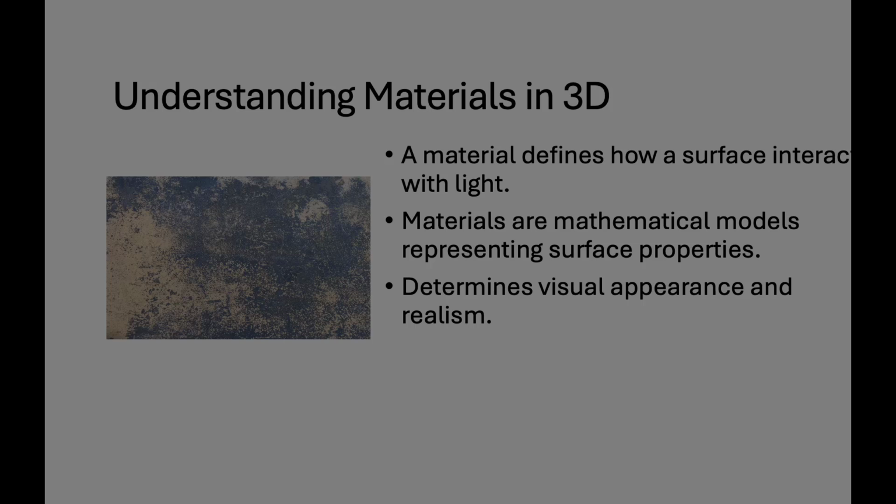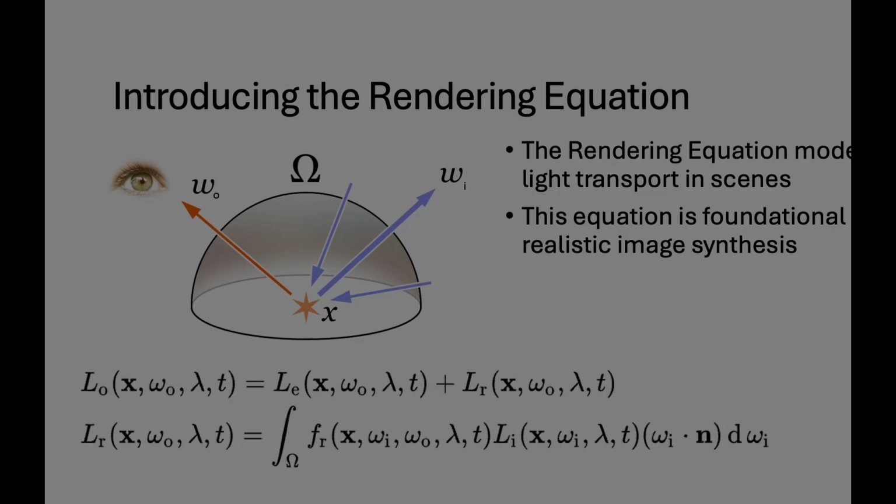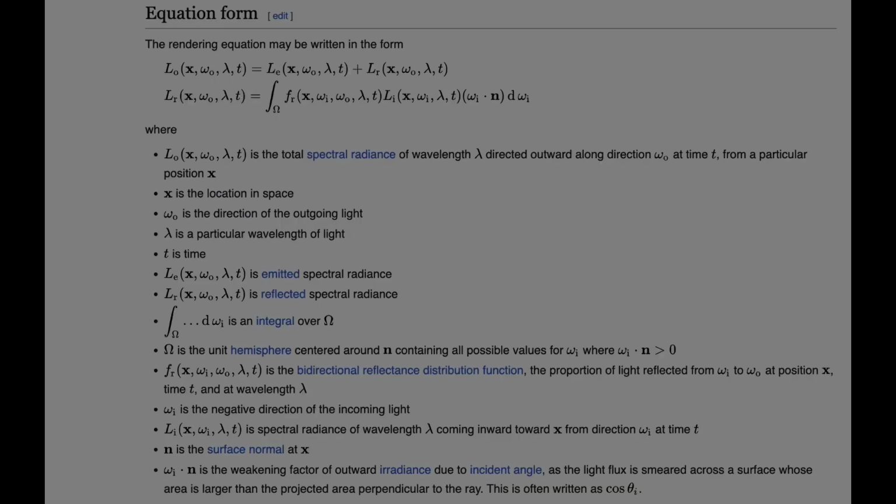Since we are just talking about texturing and materials, I'm going to give you a small introduction to materials. So what is a material? A material is how a surface interacts with light. Essentially, it's a mathematical model that represents surface properties. And to make things even easier from a mathematical perspective, introducing the rendering equation, which models light transport in scenes. The equation is foundational to realistic image synthesis. If this diagram confuses you, let's make it clearer. Yeah, you can go to the Wikipedia page. It's a nice read for a Sunday afternoon.